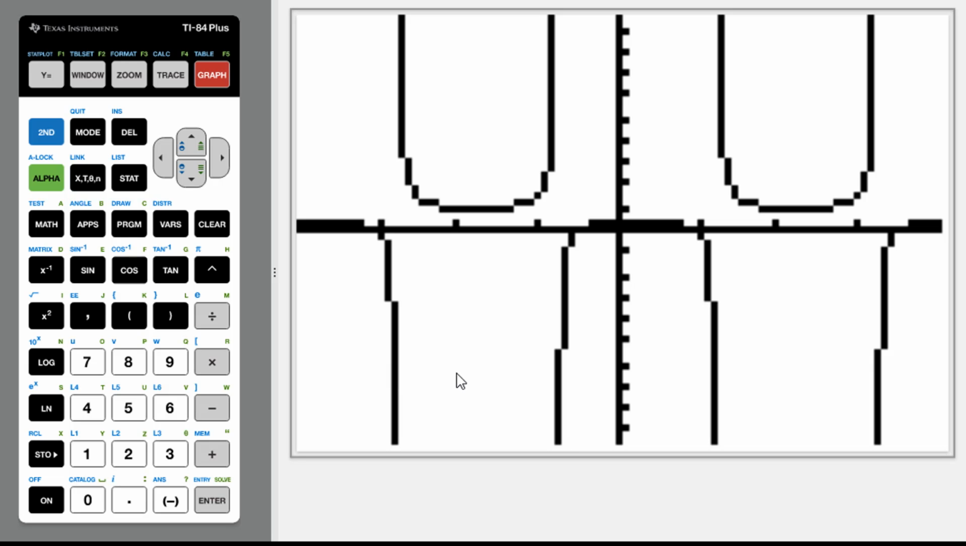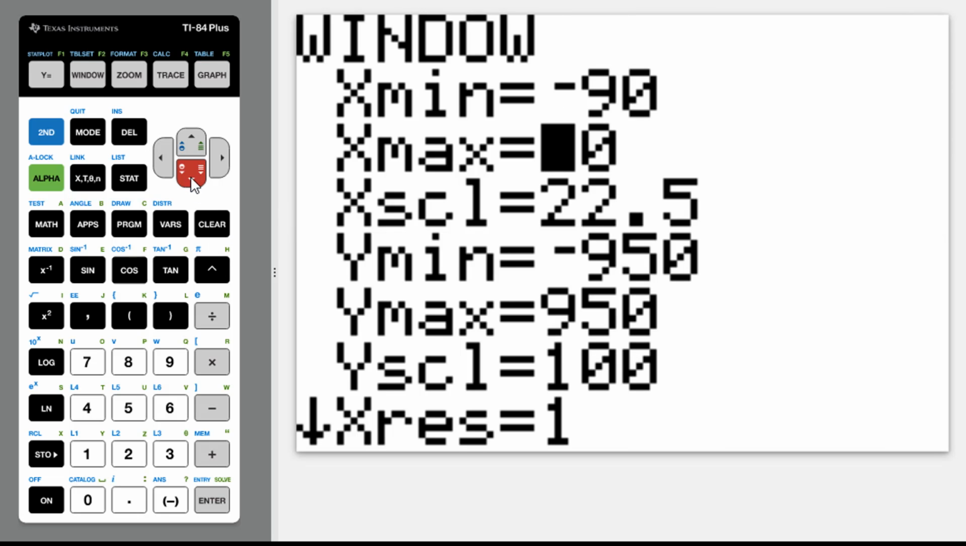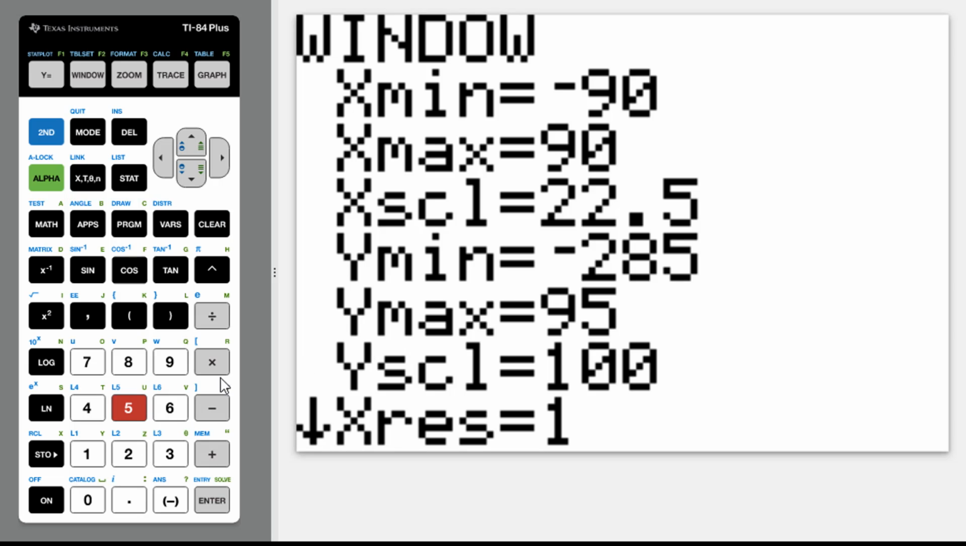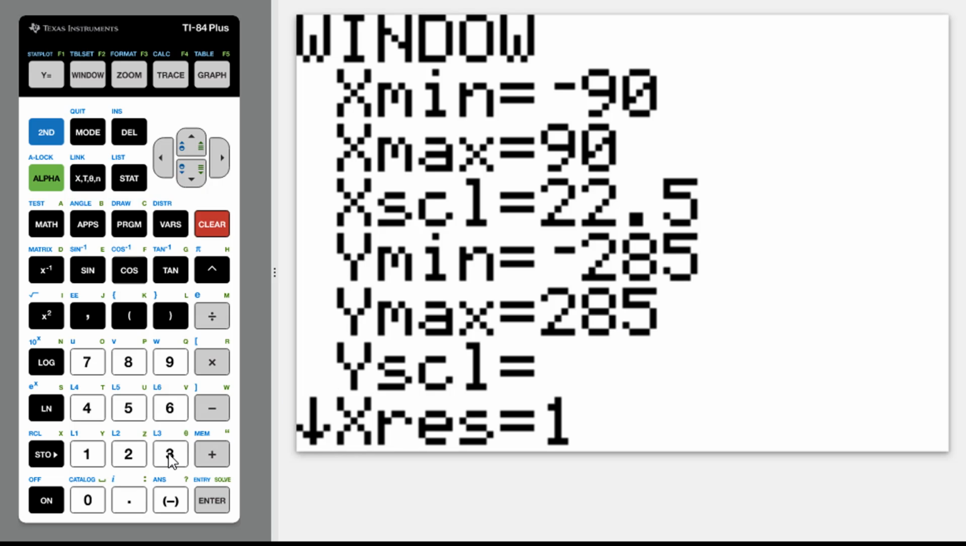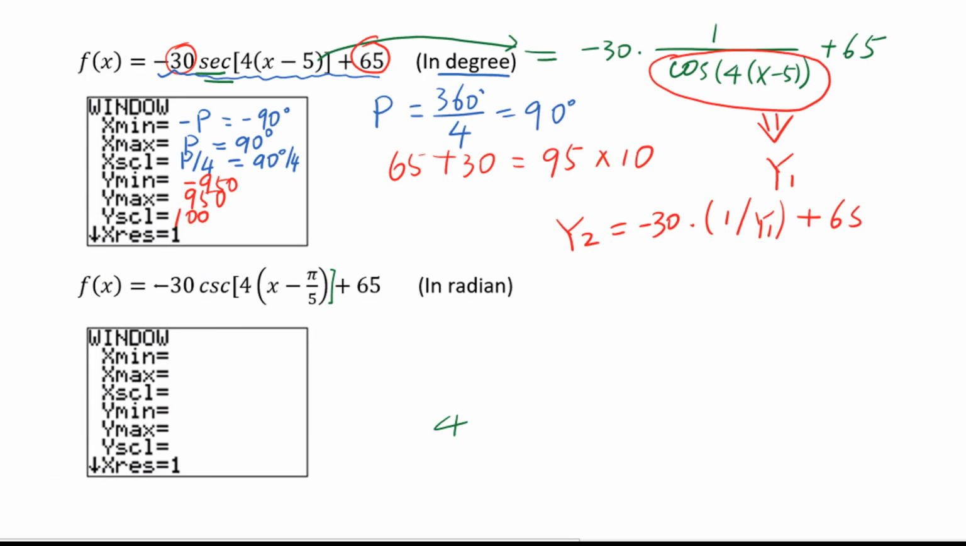But if we want to get a clearer graph, we need to change this value for the y-axis. Let's go back to this window. So for y minimum, let's change it to negative 95 times 3. For y maximum, we will do 95 times 3. Then for the y scale, 285 divided by 10, you will get 28.5. Let's make it 30 for the y scale. Let's draw the graph. This graph is clearer. Let's go to the next trig function.